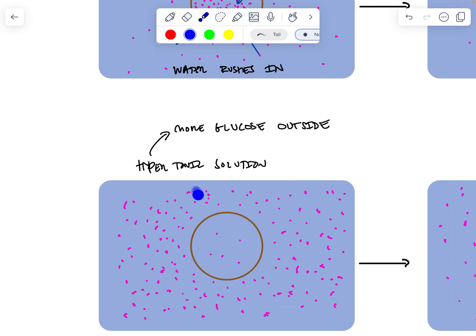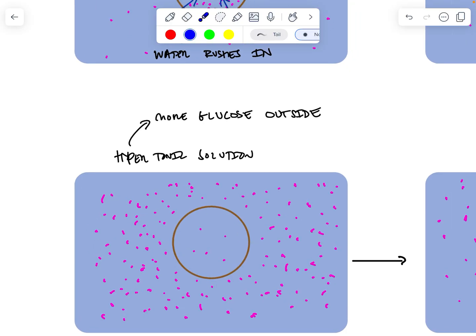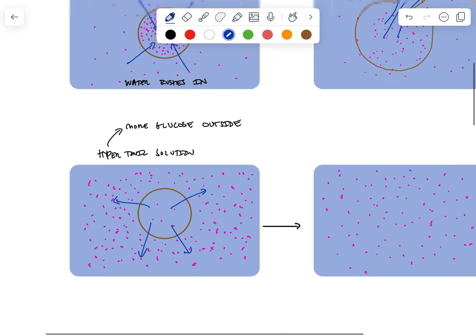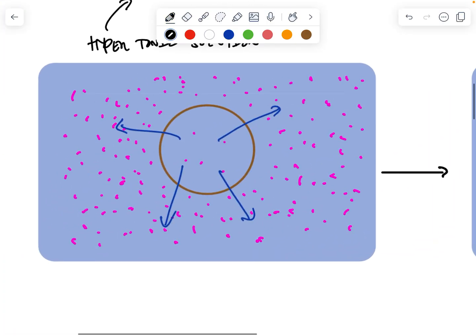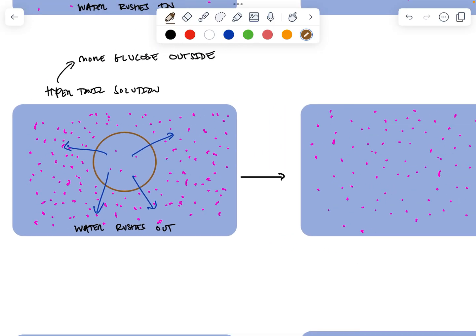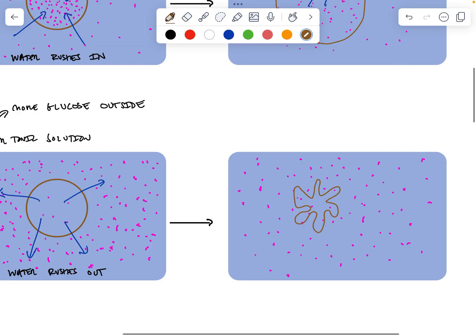Again, glucose can't move in to balance out the concentration. The only thing that can happen is that water can move out, which is exactly what happens here. So the cell shrivels. So here water rushes out and the cell shrivels. This is called plasmolysis.